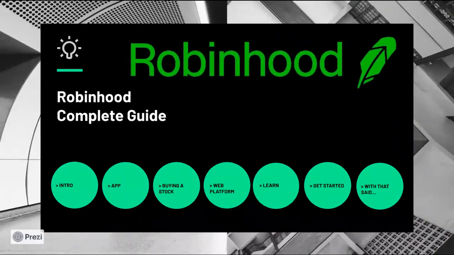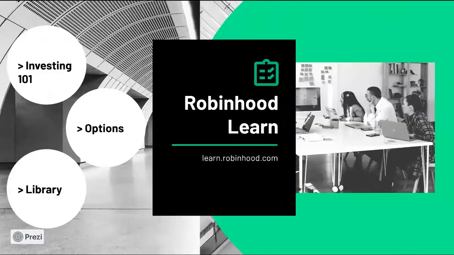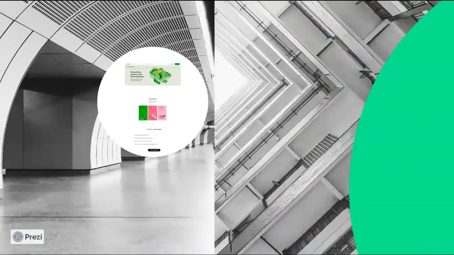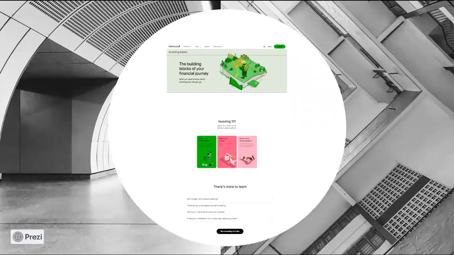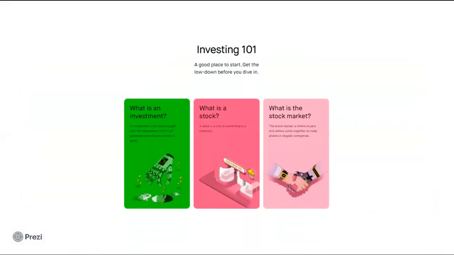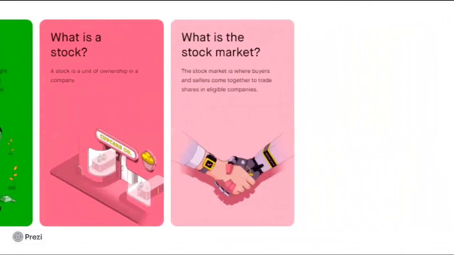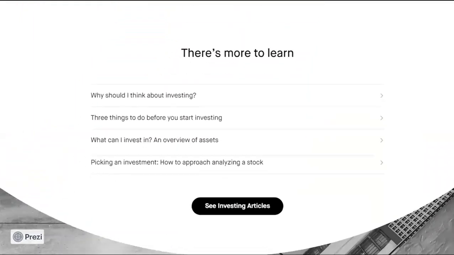Now let's go over Robinhood Learn. Robinhood Learn is their free beginning investor resource that goes over key investing concepts and terms. You can access it by going to learn.robinhood.com. The first thing we see is the main page. If we scroll down, we see the Investing 101 screen, which goes over what's an investment, stock, and the stock market. Now, there are plenty of investing articles that you can check out here.